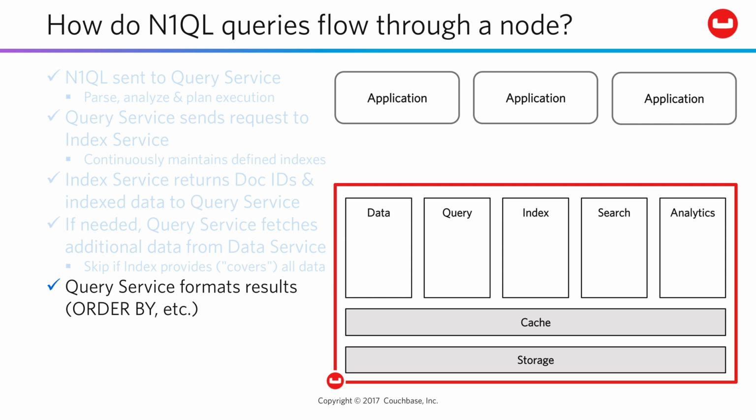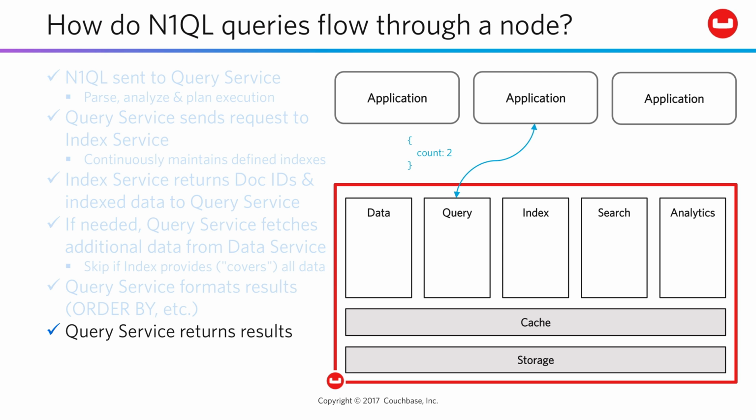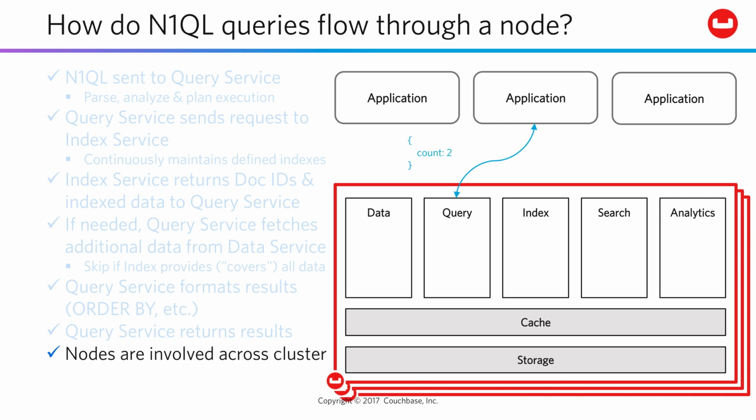The query service then formats the results with ordering, grouping, functions, and so on, and then returns the results to the client. Now, while this may be obvious, just to be clear, all this is happening among all nodes exposing the query, index, and data services, not on any one single node.